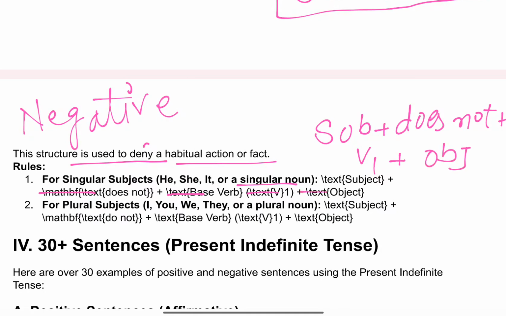Which means when we make a negative sentence, at that time we use subject plus does not plus verb first form plus object. When we make it for a plural subject like I, you, we, they, which are plural nouns. Some students may ask a question: I is singular, but it is like a universal fact, or the grammar rule is more strict.